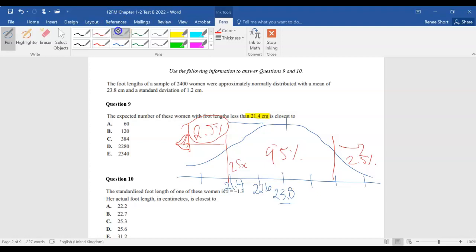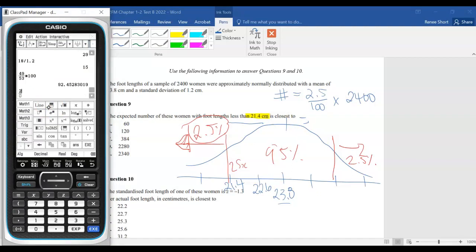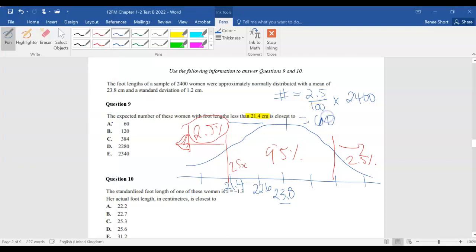But the question wanted us to answer this as a number. So if I want the number of women, I need to do 2.5 over 100 times 2,400, because that's how many women were in the original study. If I do that, then I get 60 women as my answer, and so the answer here is A.